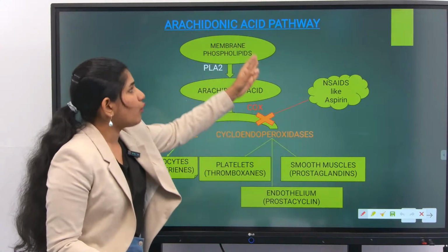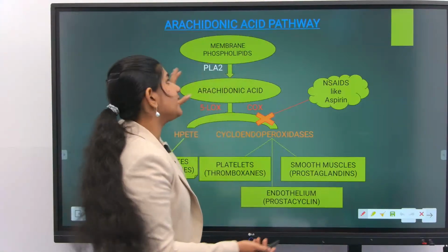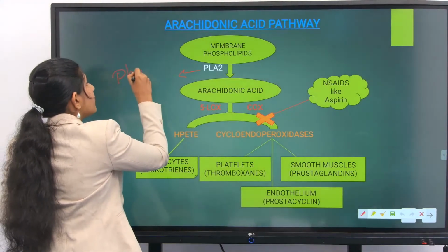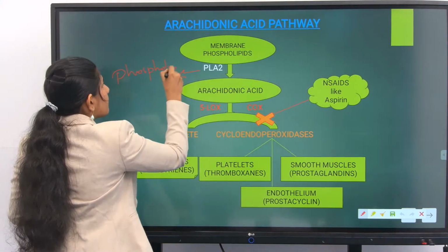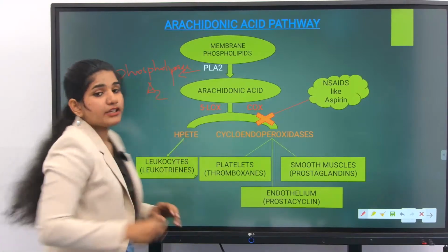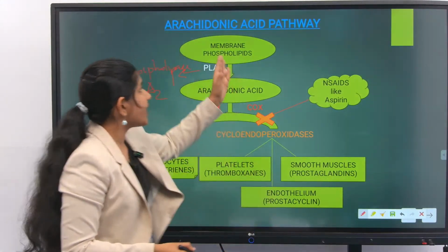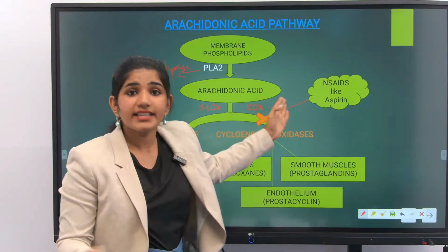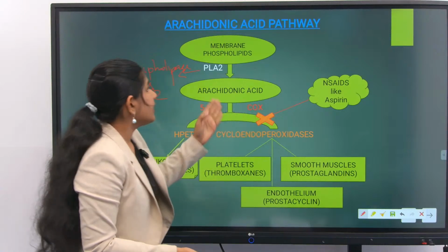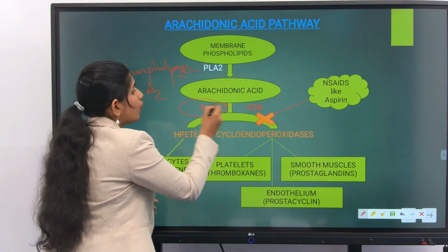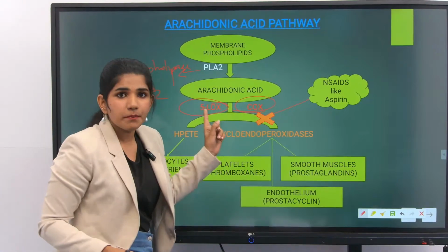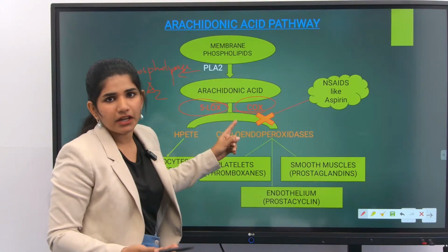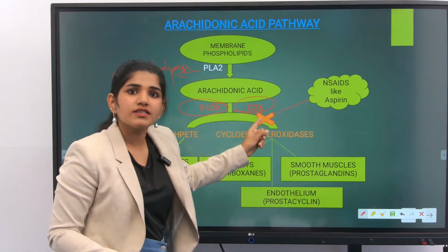Now, these are the membrane phospholipids, which are present mainly in our cell membrane. So when PLA2, what is PLA2? That is phospholipase A2, acting on the membrane phospholipid, it will be converting it into arachidonic acid. And arachidonic acid is actually a fatty acid. And this arachidonic acid follows two pathways here. One is the LOX pathway and another one is the COX pathway. LOX pathway is the lipooxygenase pathway and COX pathway is the cyclooxygenase pathway.